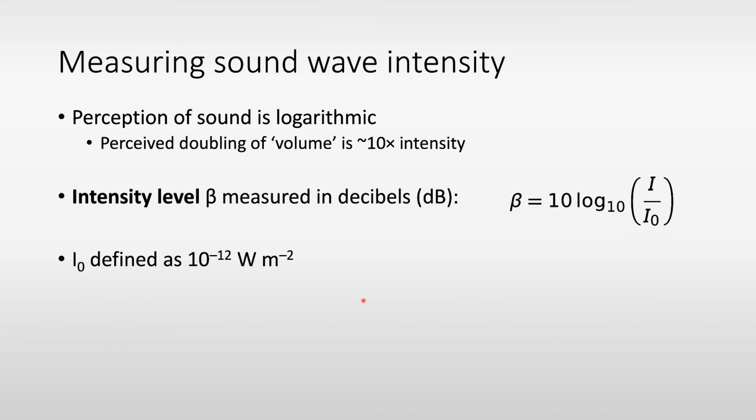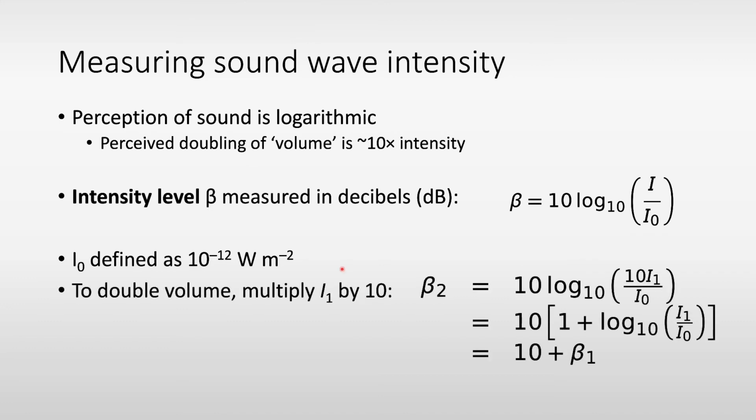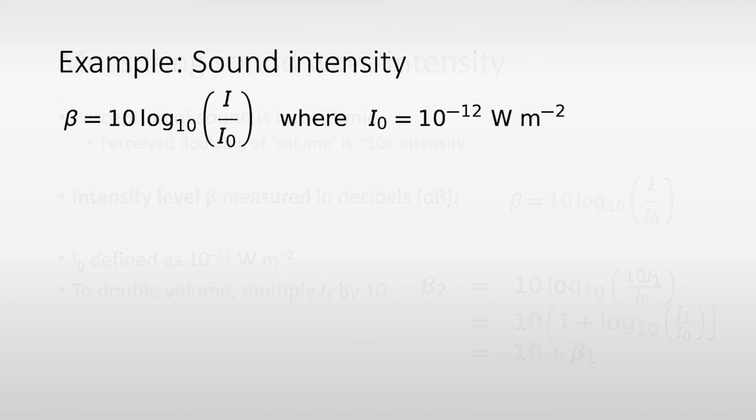So if we want to double the volume, what we need to do is multiply the intensity by 10, and we see the effect on the decibel level. Multiply the intensity by 10 and we have the original decibel level plus 10. So for every increase of 10 decibels, we have a perceived doubling of volume, or a tenfold increase in the intensity of the sound. Let's do a quick example to examine sound intensity.